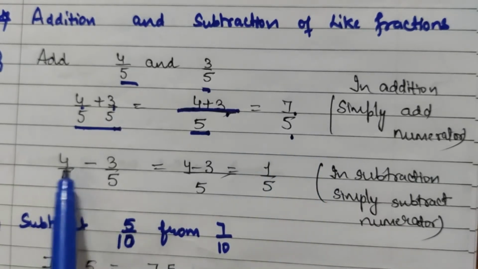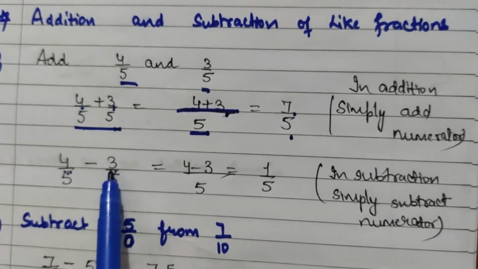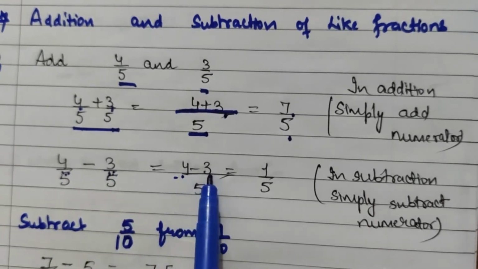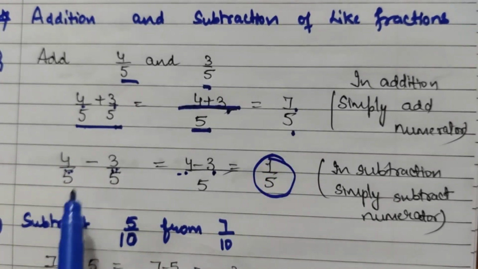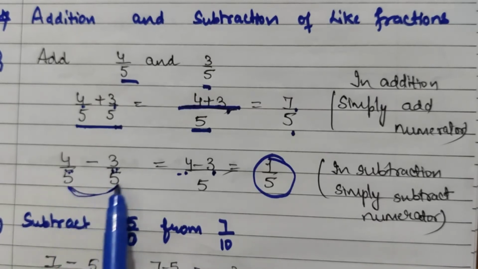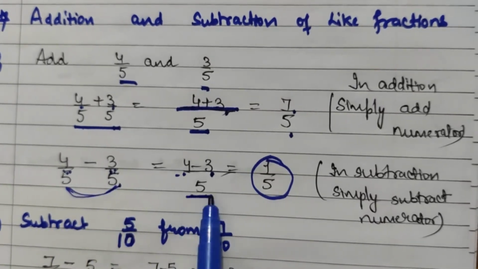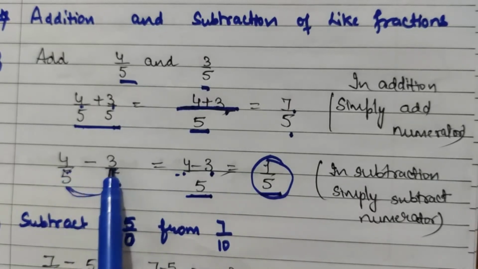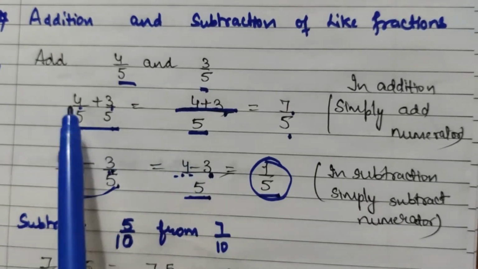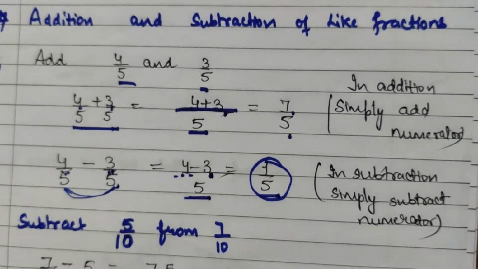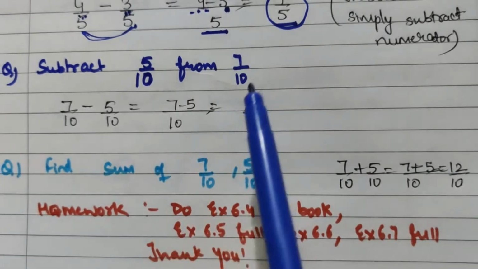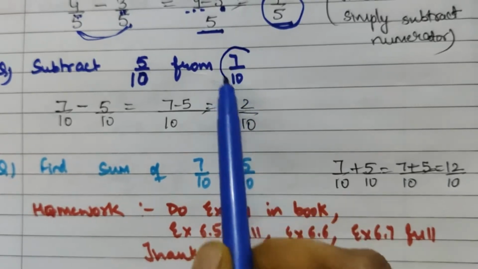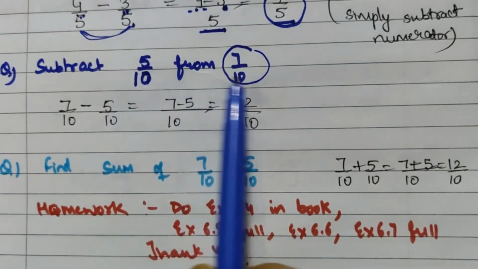In the same way, if we have to do the subtraction, we just subtract the numerators and we get 1 upon 5. But do not subtract the denominator. The denominator will remain the same. We have to subtract the numerator only or add the numerator only. Let us discuss one more example. Subtract 5 by 10 from 7 upon 10. It means we have to subtract 5 by 10 from 7 by 10.